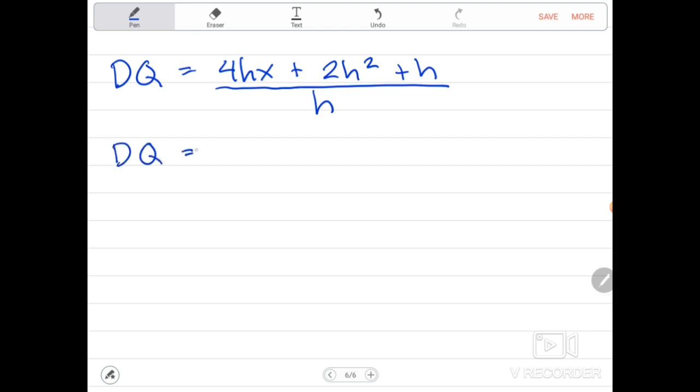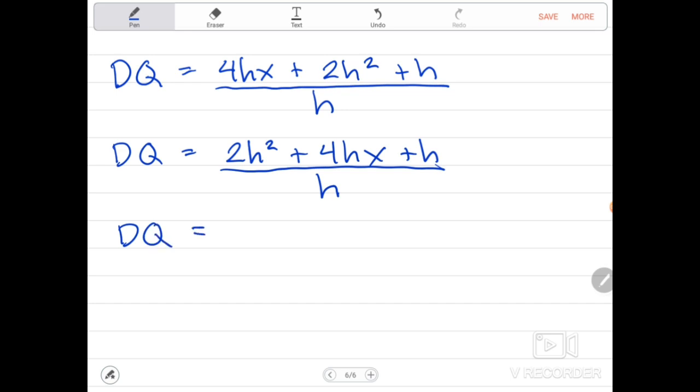So, let us simplify the numerator. Let us rearrange. So, mauuna dun yung h squared. So, we have 2h squared plus 4hx plus h, all over h. As you can see, guys, our numerator is factorable. It has a common factor, common monomial. So, the common factor is h. Let us factor out h. So, the remaining will be 2h plus 4x plus 1.